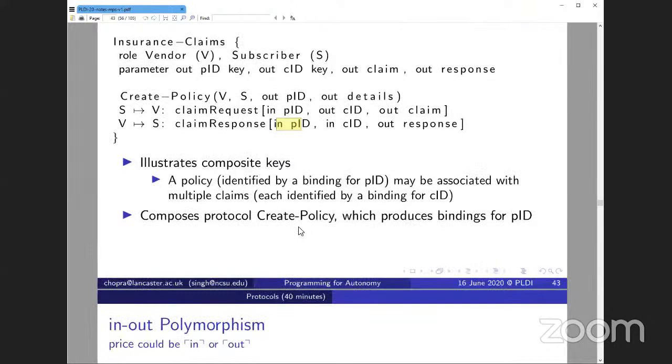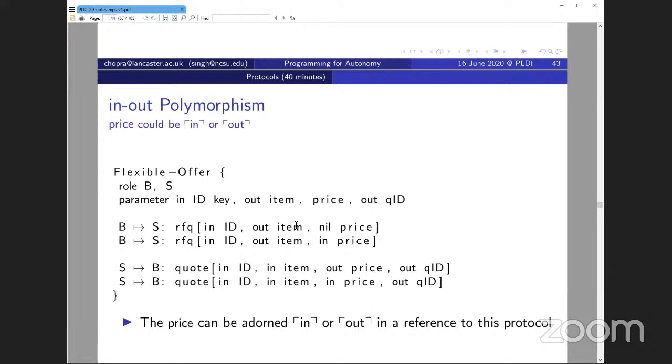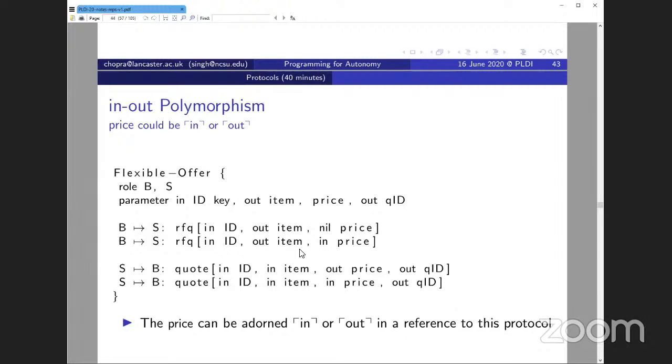We can also talk about protocols in which, for example, the price could be determined by either party. We call this in-out polymorphism. Like in this case, the price is not specified, doesn't have to come from this protocol. It could come from the environment of the protocol. So the price is already known through some other mechanism. This is a bit of an artificial example, but one can imagine the customer could say, what can I get for $3? Or the customer could say, can I get this pencil for $3? So there are variations of these interactions that we can imagine, and we can capture them by having multiple schemas of the same name. So the same message RFQ can have multiple schemas.